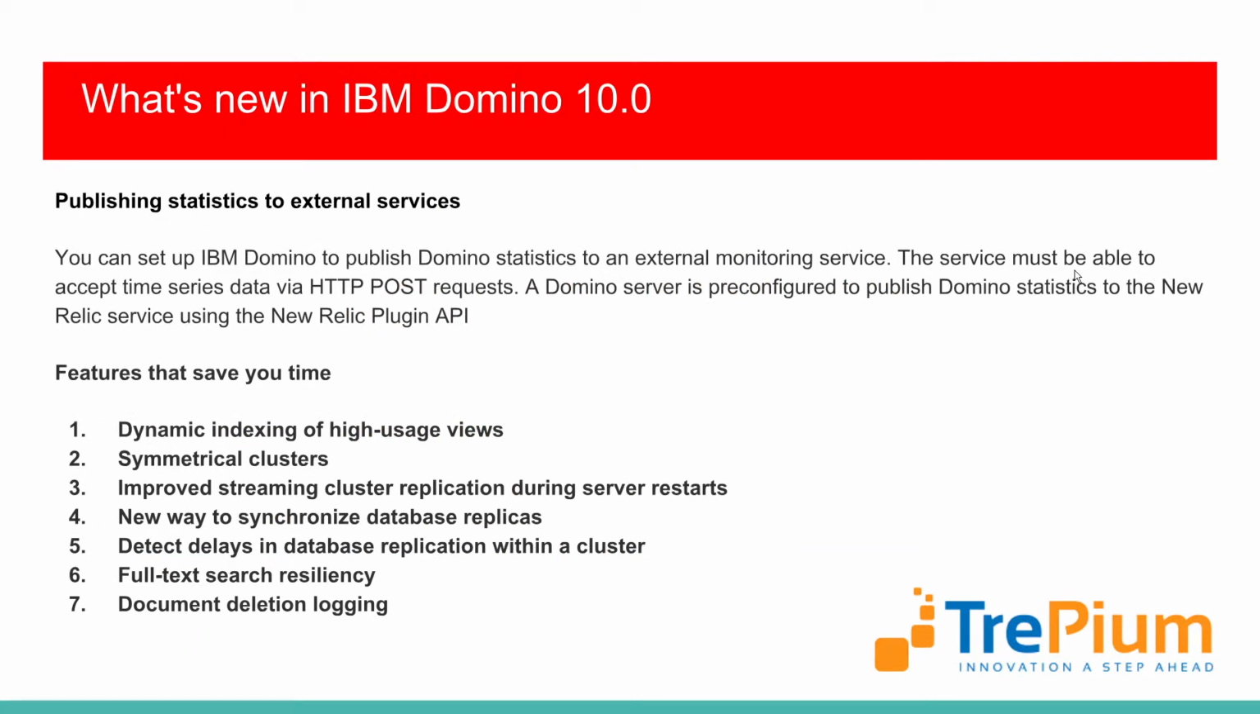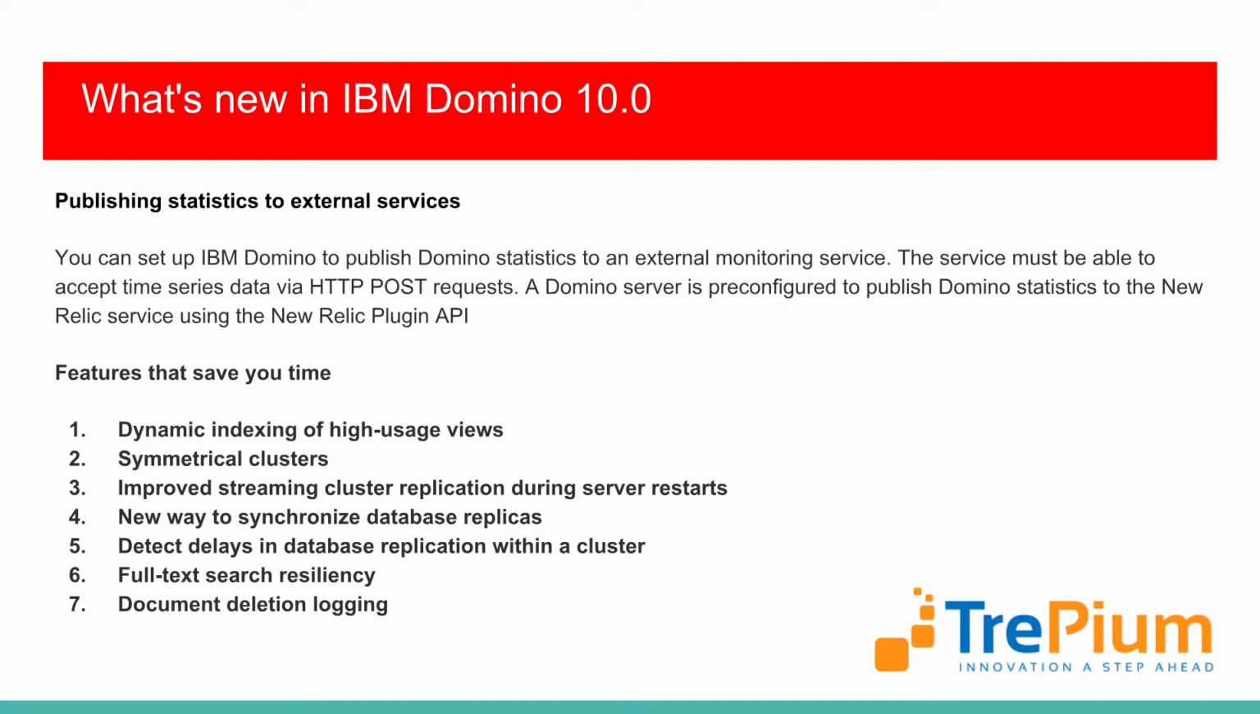First is publishing statistics to external services. You can set up IBM Domino to publish Domino statistics to an external monitoring service. The service must be able to accept time series data via HTTP POST request. A Domino server is pre-configured to publish Domino statistics to the New Relic service using the New Relic plugin API.